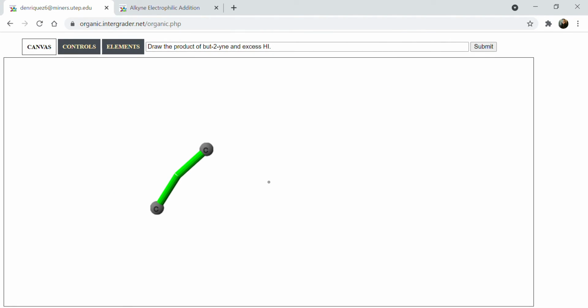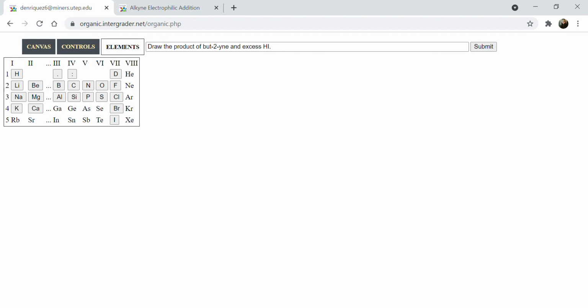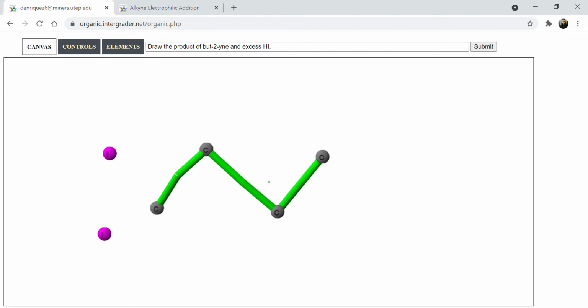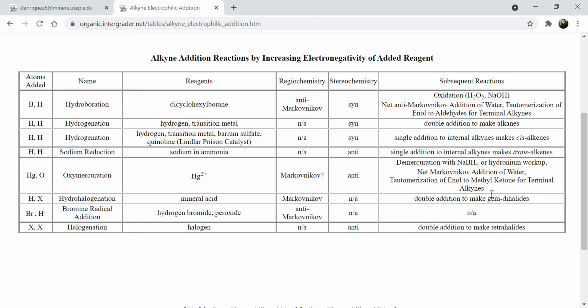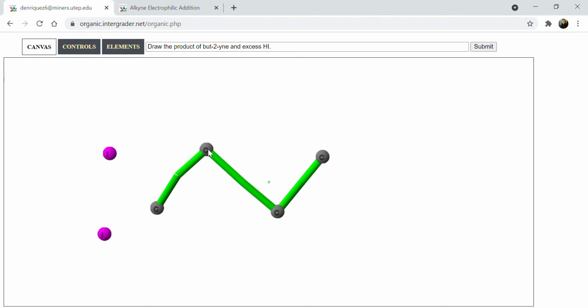Okay, butene, we have excess HI, and remember I said we were going to make a gem dihalide, and that's when we attach them to one carbon. It's going to be a single bond ultimately, but I'll just work it out.